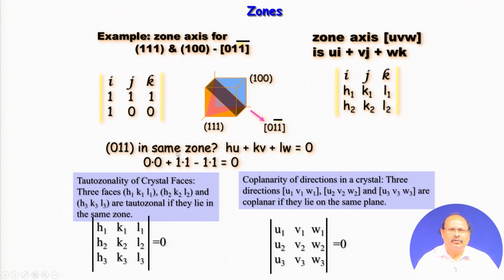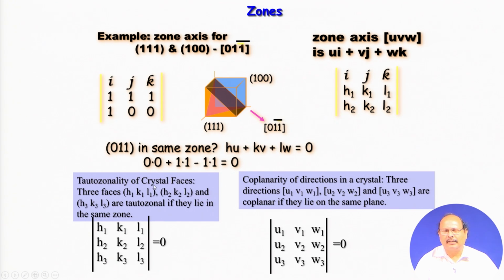Apart from this, we need to learn two other important aspects here. One is the tautozonality of crystal faces. What is that? If there are 3 crystal faces h1 k1 l1, h2 k2 l2 and h3 k3 l3, they will be considered tautozonal if they lie in the same zone. So, how will you know that? We calculate the determinant.